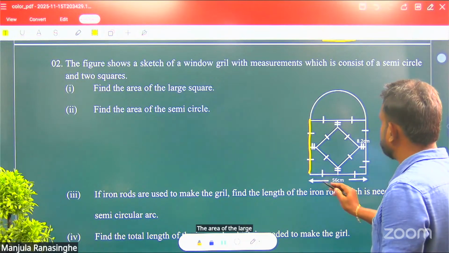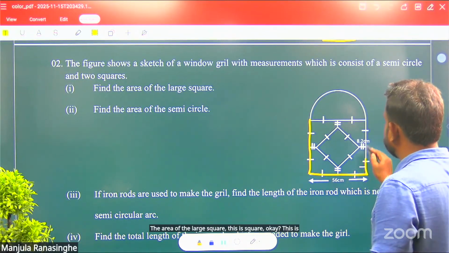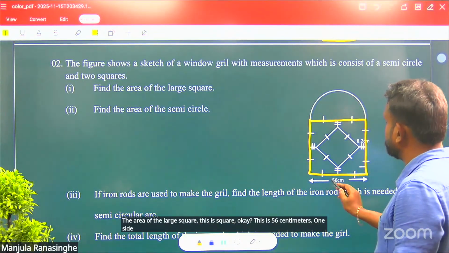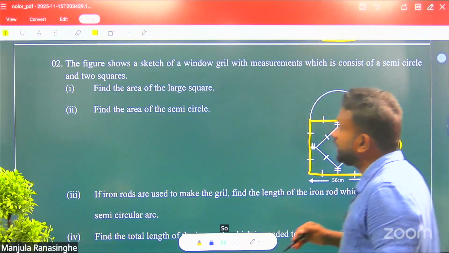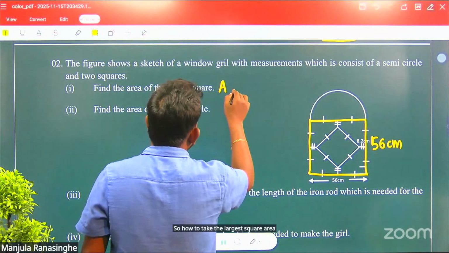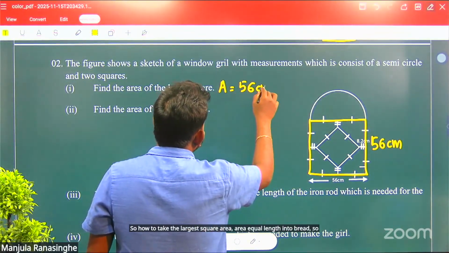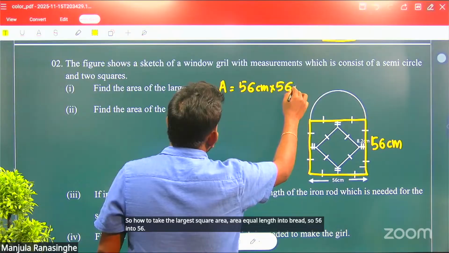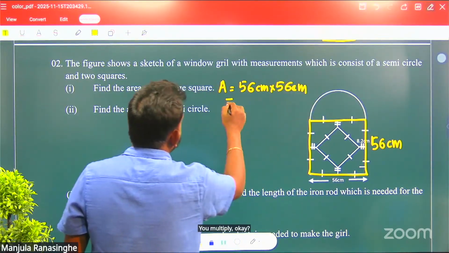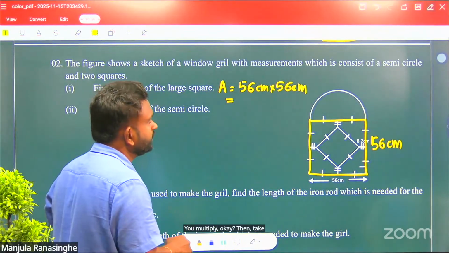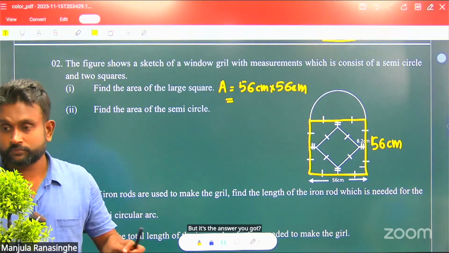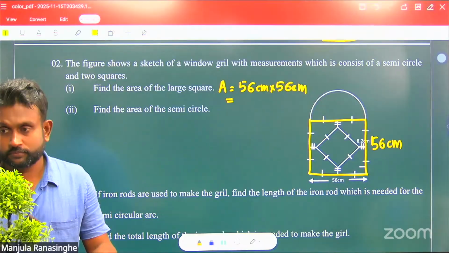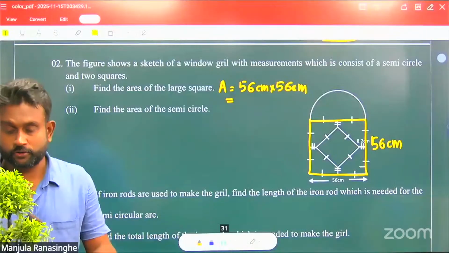This is a square. Okay, this is 56 centimeters. One side is 56. Then here also 56. So how to take the large square area? Area equals length into breadth. So 56 into 56. You multiply. Then take the answer. What is the answer you got? 313 square centimeter. Very good.